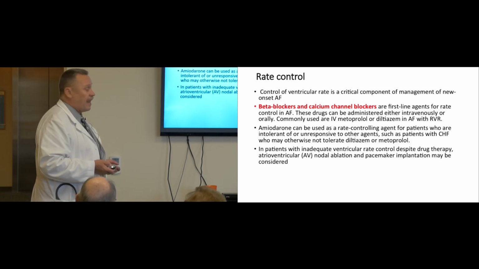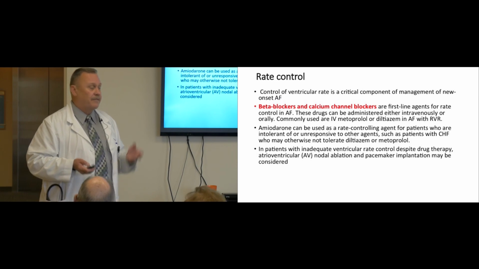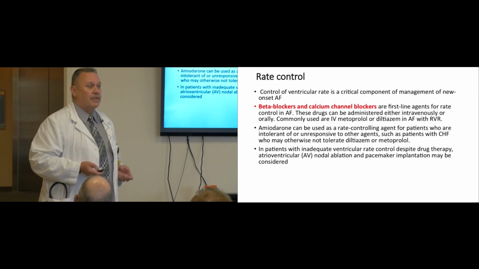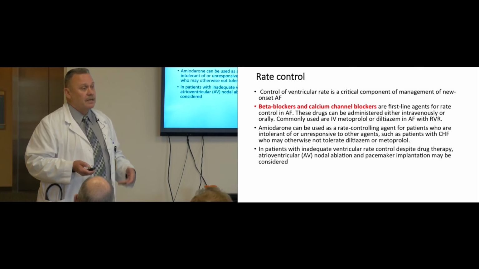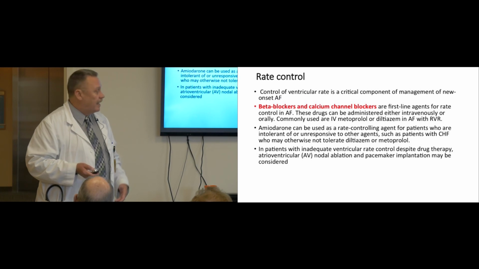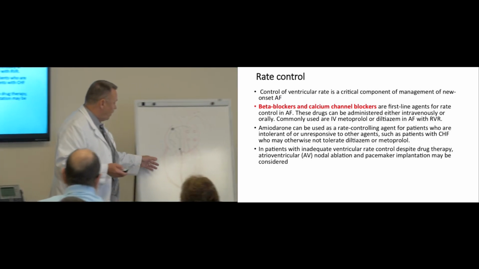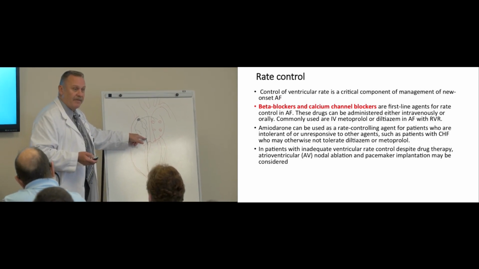In patients with inadequate ventricular rate control, no matter how much medication, if they're on a calcium channel blocker, they're on digoxin, they're on a beta blocker, they're doing everything and your heart rate's still 140, 150, then sometimes we send you back to that electrician, and he goes up and not only looks at the heart again, but he'll come back and zap that AV node.